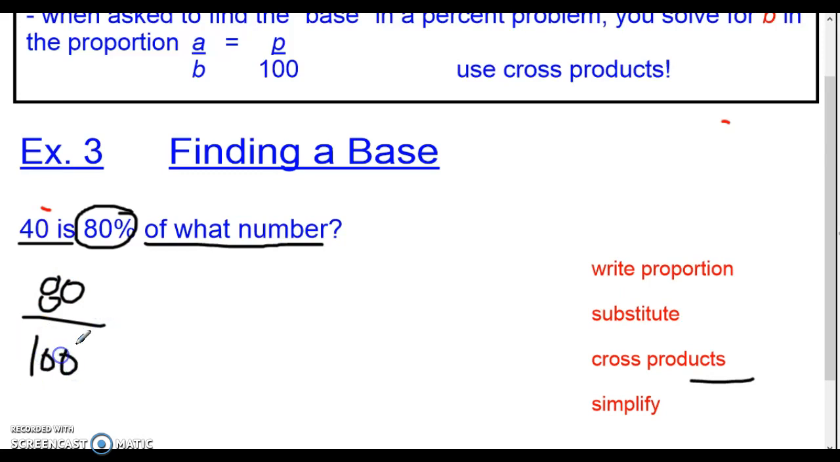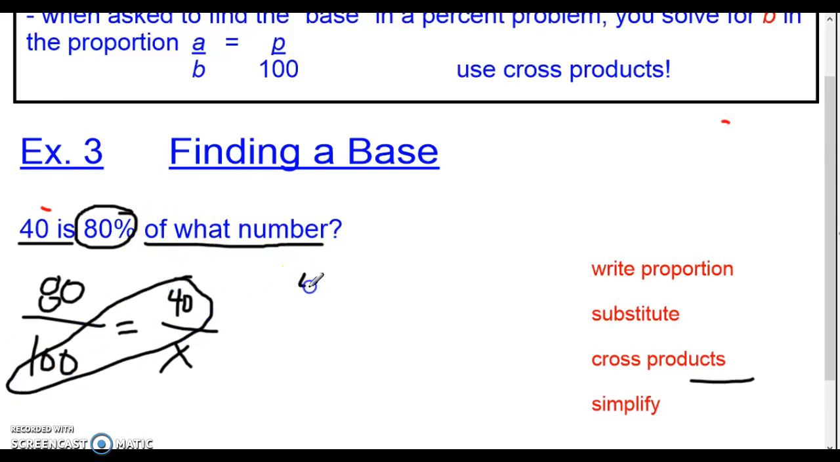And then they said 40 is. So they gave you your is, that is your numerator. And you're looking for the of, what number? So my X would be my denominator. In the previous problems, my X was always my numerator. But now I'm looking for the of part or the whole part. So now I'd use cross products.